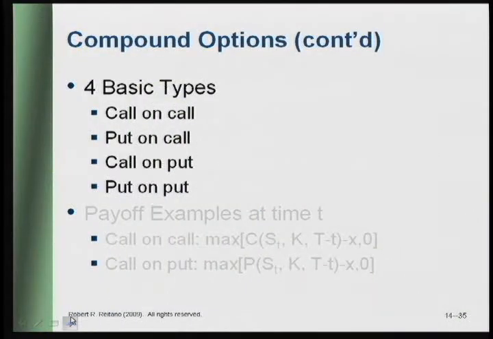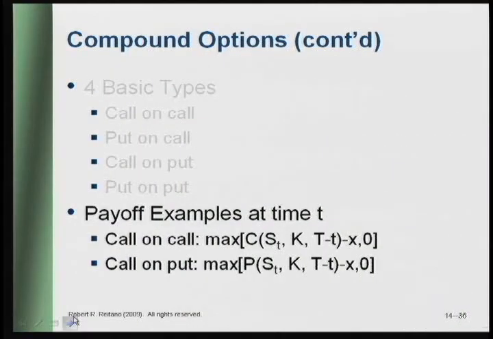There are four basic types because either option can be a put or a call. So we can have a call on a call, or a call on a put, or a put on a call, and so forth. As an example, if we have a call on a call, this is the payoff at the intermediate time, which on our graph was called T1. Here it's denoted little t.